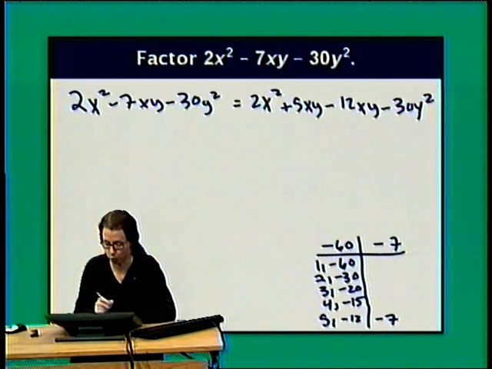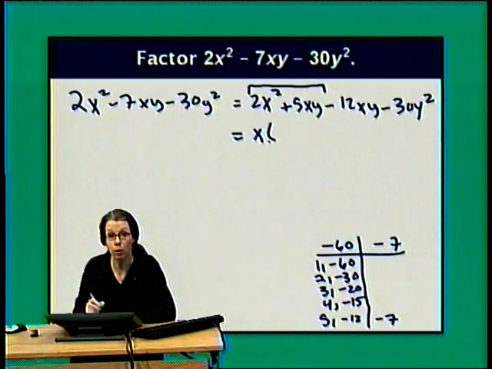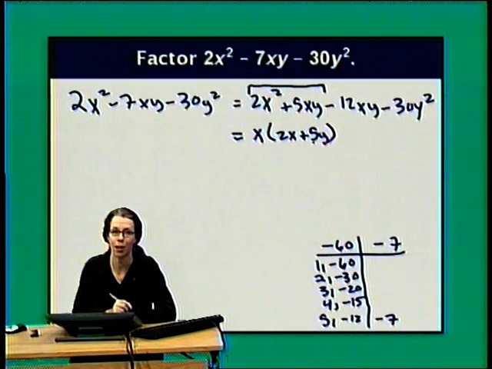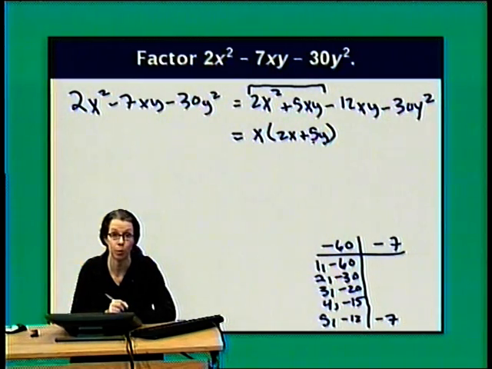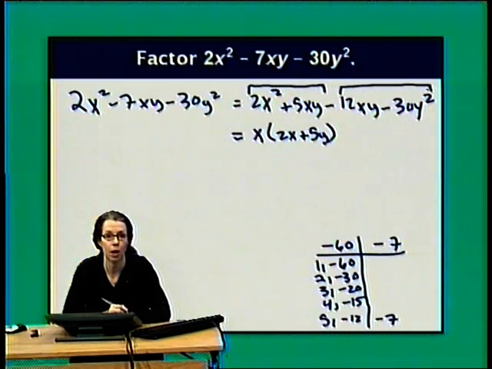Let's try to factor by grouping. The first two terms have a common factor of just x. Factoring that out leaves behind 2x plus 5y. If the technique's going to work, I'm hoping I'm going to leave behind a binomial factor of 2x plus 5y when I work with the next two terms. Next two terms, negative 12xy minus 30y squared.